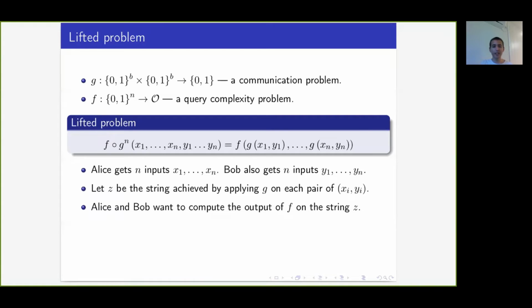As we said, lifting is a generalization of the direct sum as well as the XOR lemma. We'll see now that by fixing f to the identity, one gets back the direct sum question. Second, by letting f be the parity function, we get the problem of the XOR lemma.